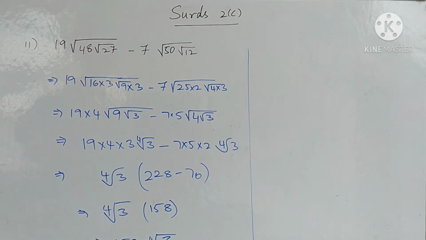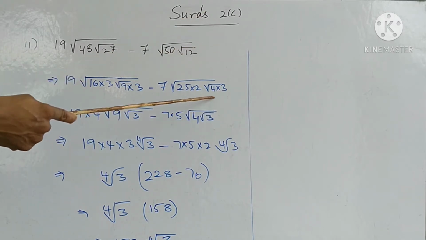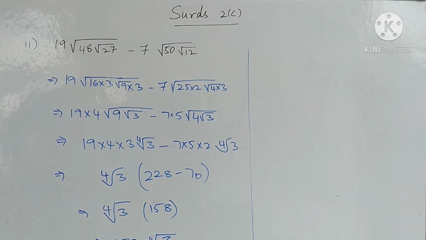So that is equals to here 48 is the product of 16 into 3. 27 is the product of 9 into 3. Here 50 is also the product of 25 into 2. 12 is the product of 4 into 3. So that is equals to 19 into under square root of 16 is 4. So under root here 3. Under root of 9 is 3. So 3 3 is a 9. 9 into under root 3.